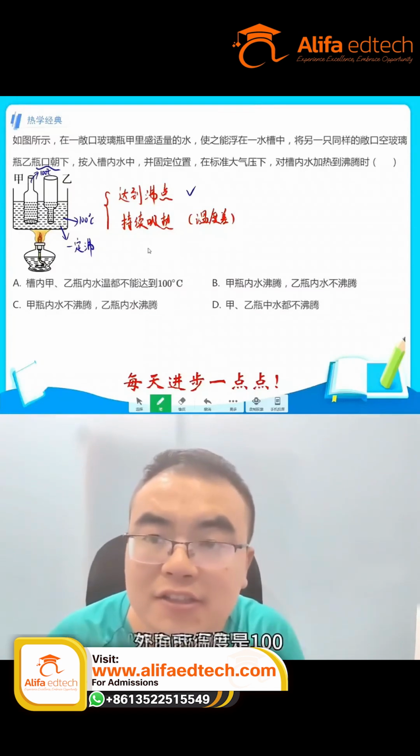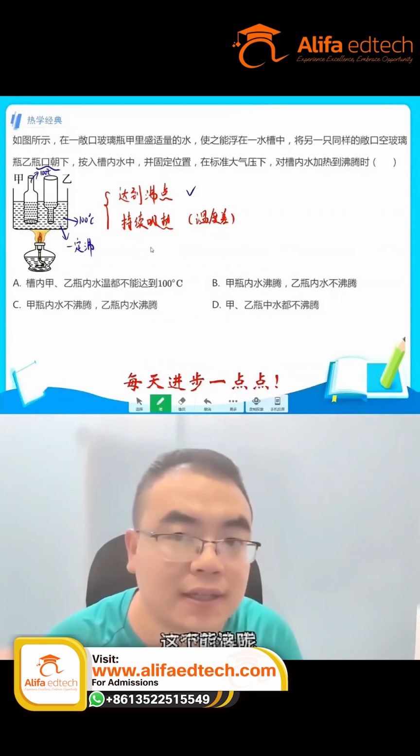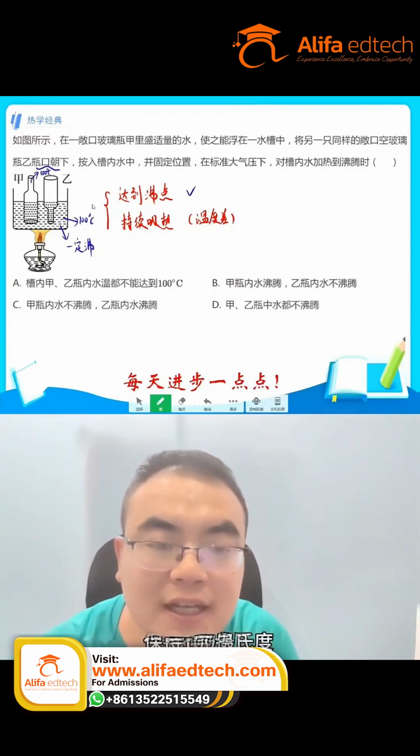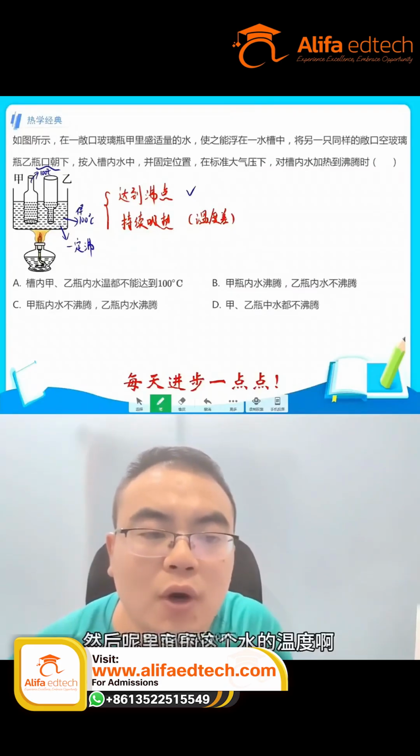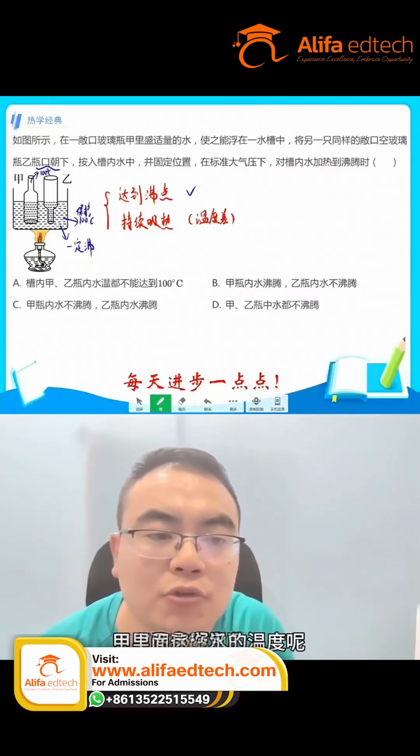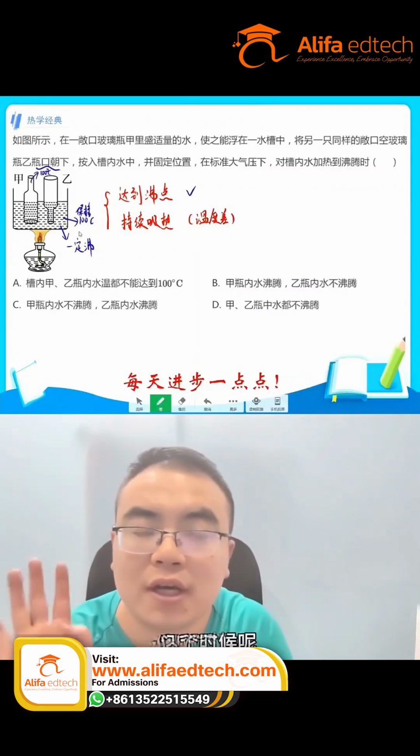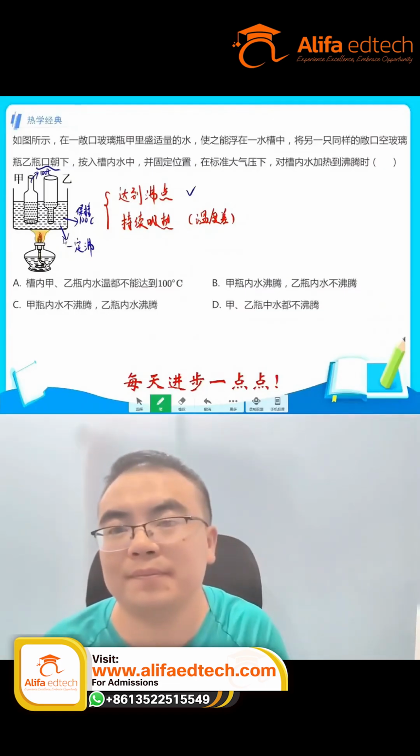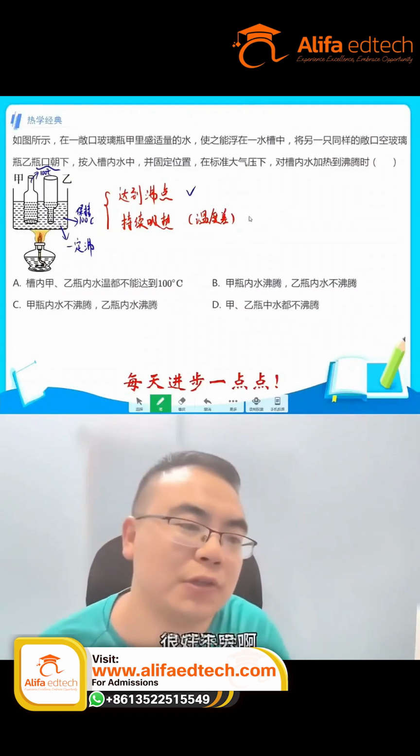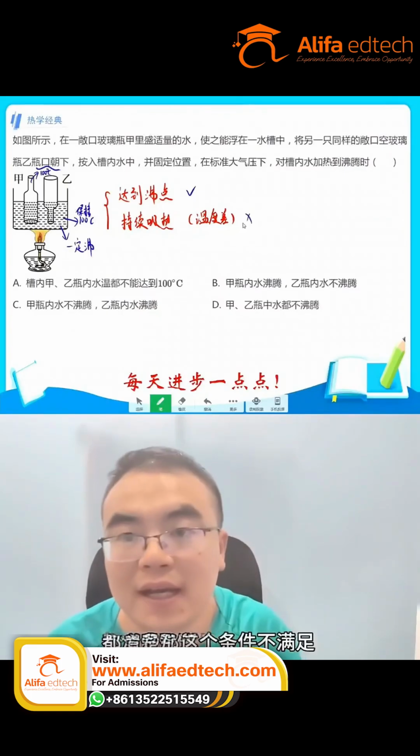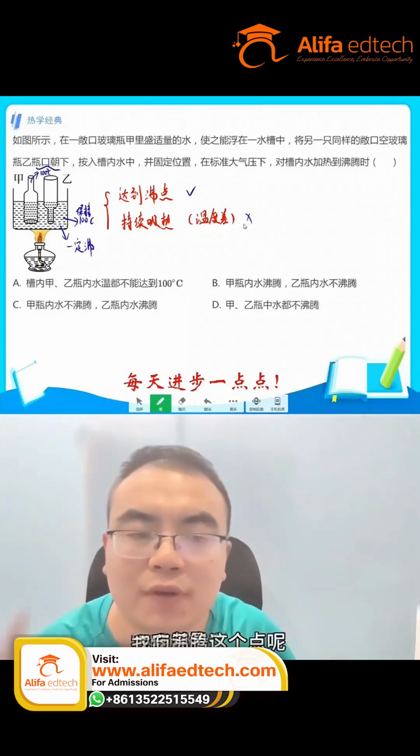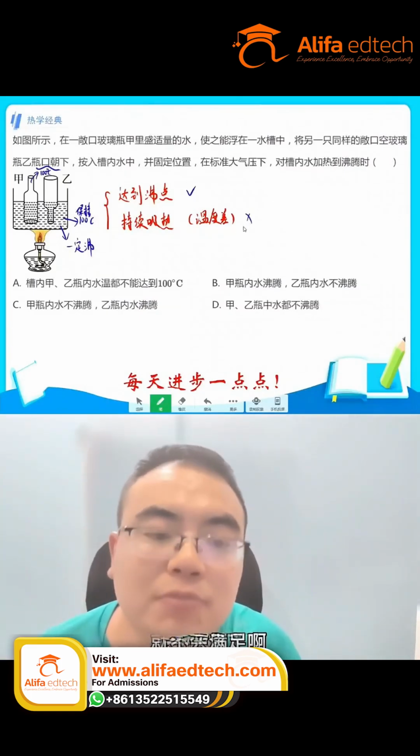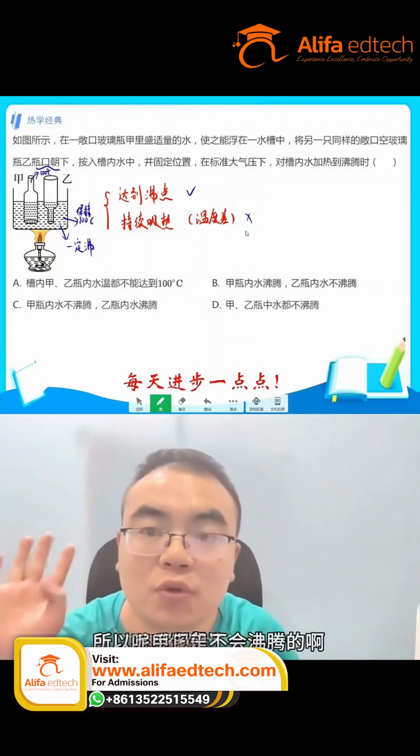After that, the outside temperature is 100 degrees. Since it's boiling, the temperature remains steady at 100 degrees Celsius. The water in container A is also at 100 degrees, so now the two temperatures are exactly the same. Will heat transfer still occur? Very good, it won't. That's clear. If even one of the conditions isn't satisfied, then boiling won't occur. Therefore, container A will not boil.